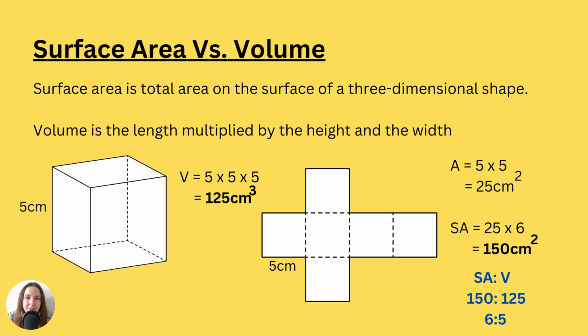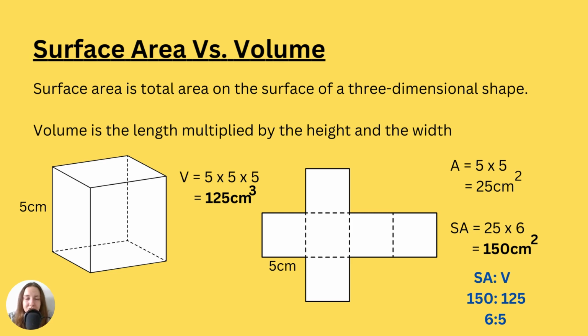In this case, we have a regular cube with 5 centimeters as its length. We can work out the volume simply by doing 5 times 5 times 5, the length times the height times the width, and this gives us an answer of 125 centimeters cubed.